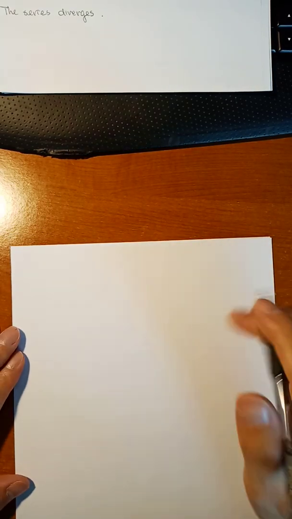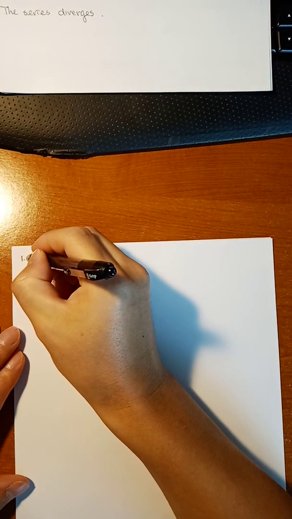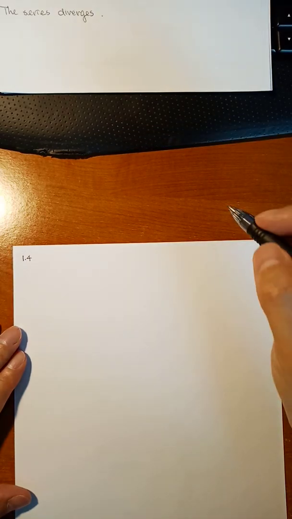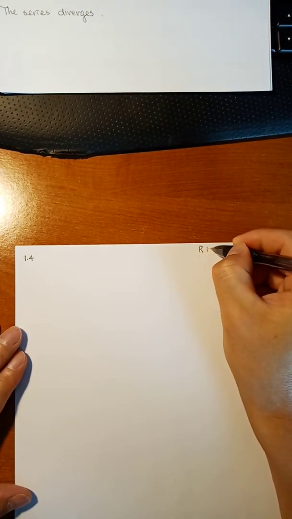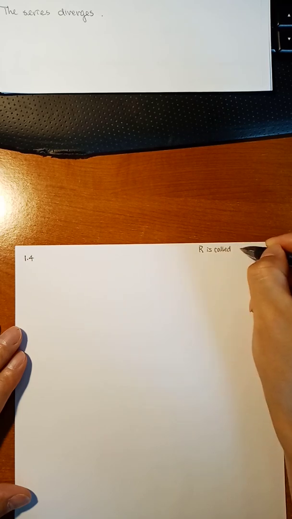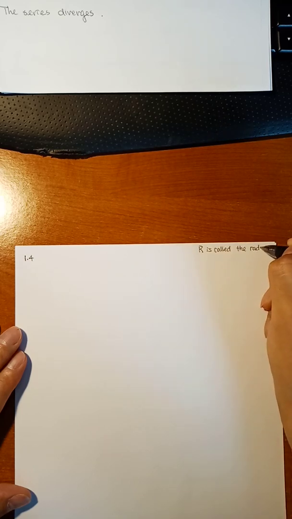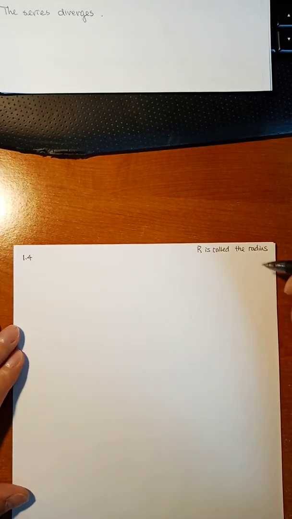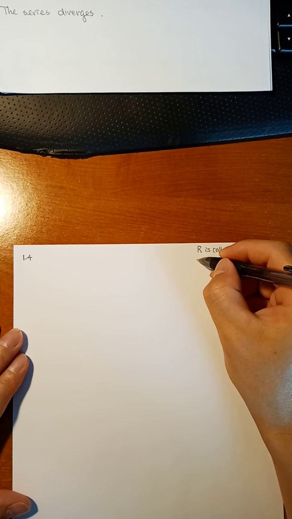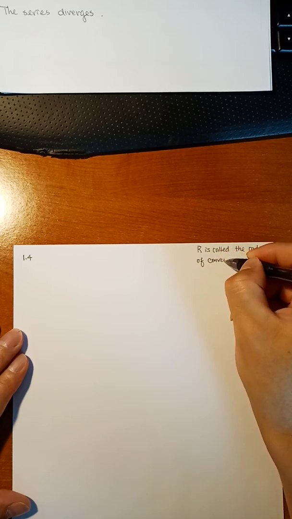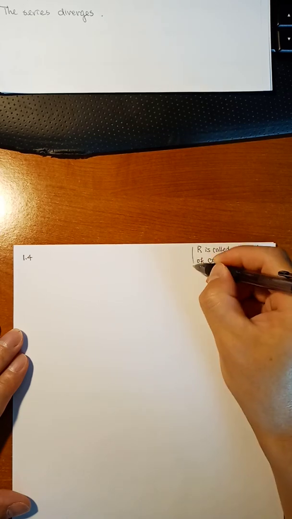Okay, let's continue the discussion of R. Before we state the proposition 1.4, the R is called the radius of convergence of the power series. The radius of convergence.